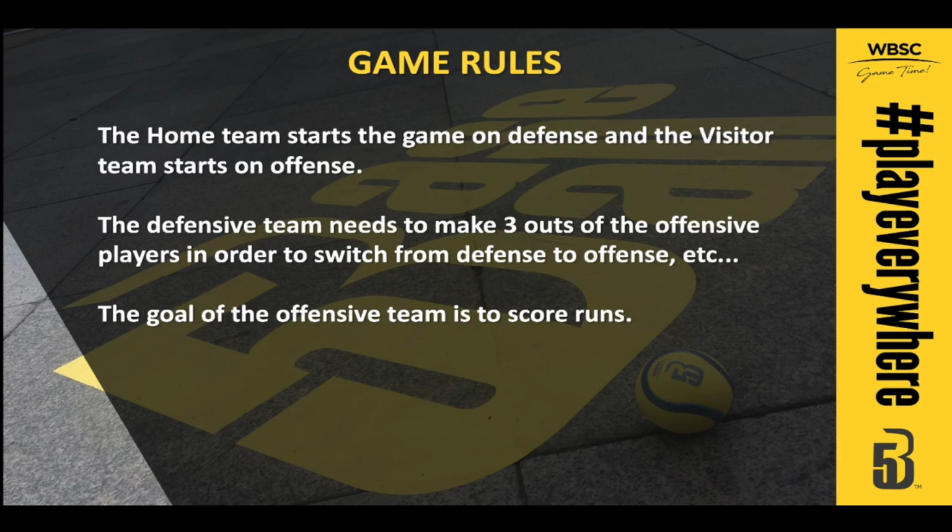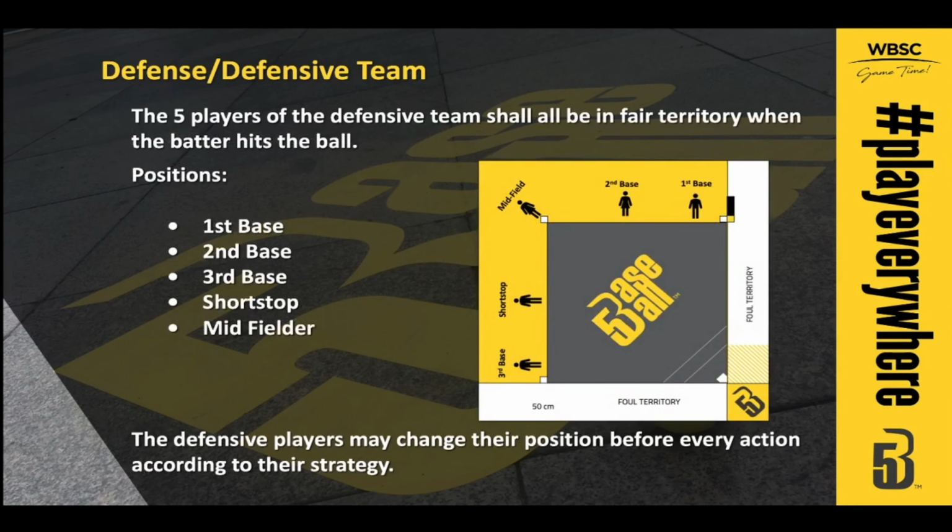And of course, the goal of the offensive team is to score runs. But now we'll look at the defense. We'll start with a note that all 5 defensive players must be in fair territory when the ball is hit. So nobody can be in foul territory before a batter hits the ball.